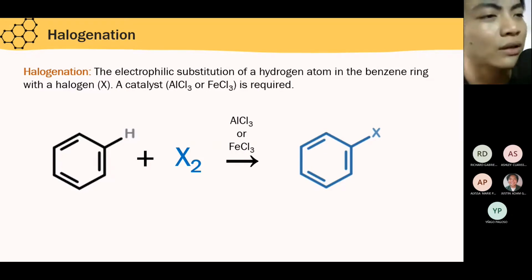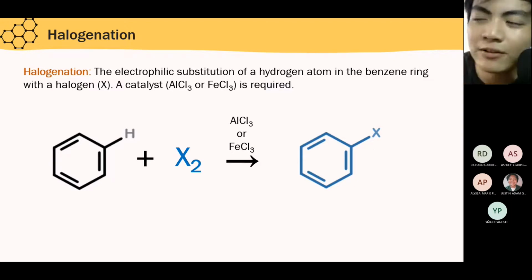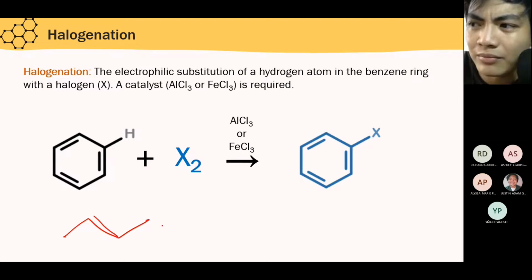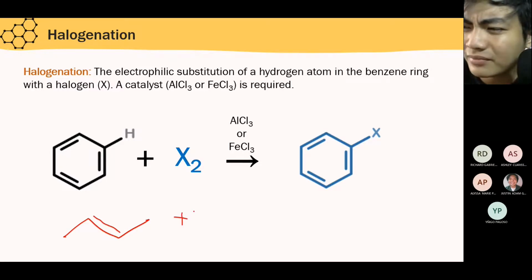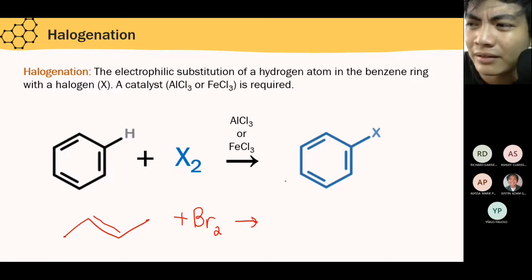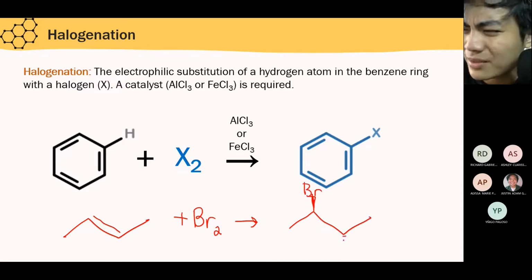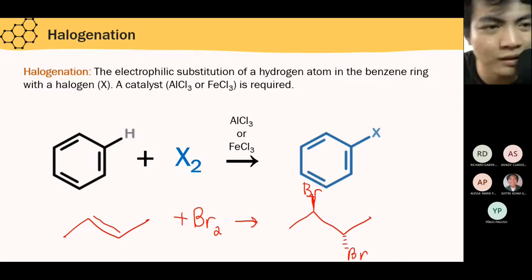Okay, so halogenation. If you react your alkene with a halogen, ano mangyayari? Kunwari, Br2. What will happen? It will be a dye substituted, magiging dye substituted, diba? Alkyl halide. Okay? So, ganyan yung mangyayari.